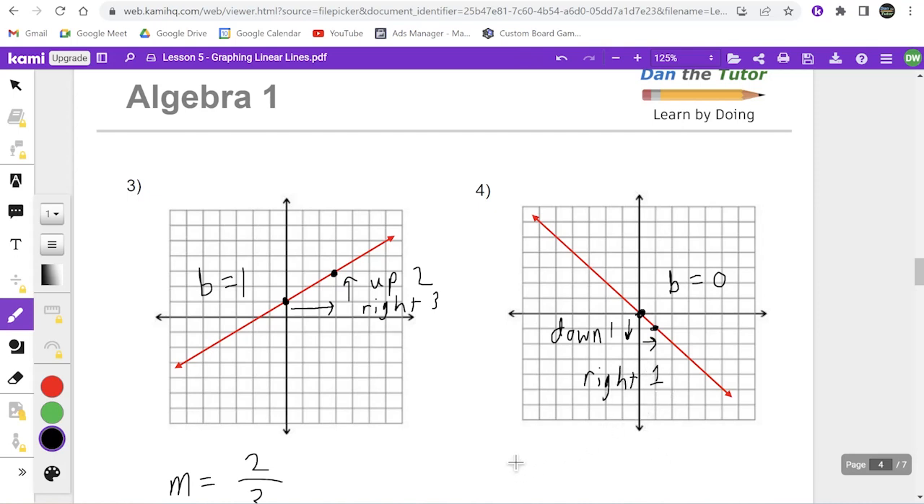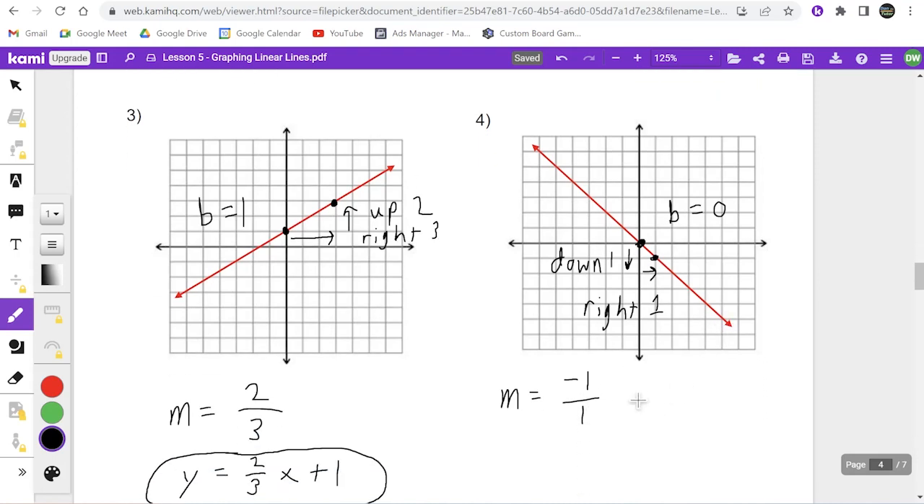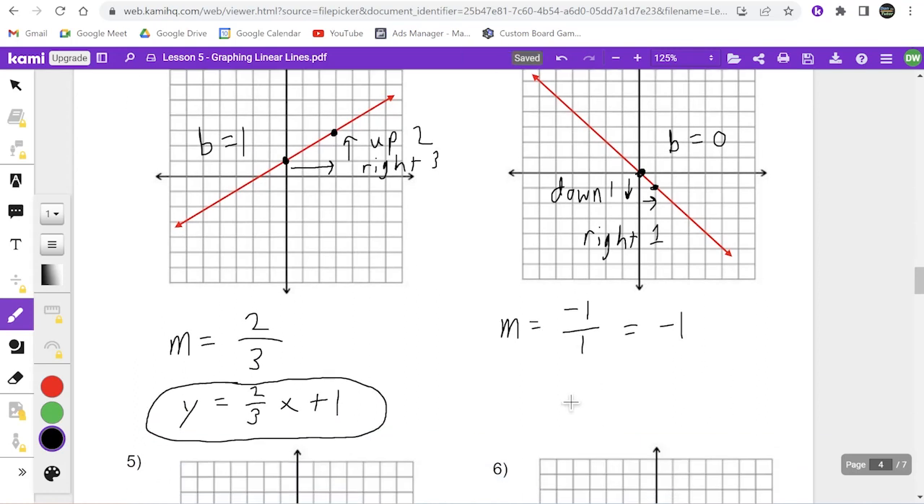And what that means is when we say our slope, it's going to be down, which is negative 1, over right, positive 1. So the slope is negative 1. Which means you can write one of two things. One is you can write y equals negative 1x plus 0. Or you can write it the neat way. And the neat way is y equals negative x, and that's it. Because you don't need the 1, you need the negative, and plus 0 is optional.